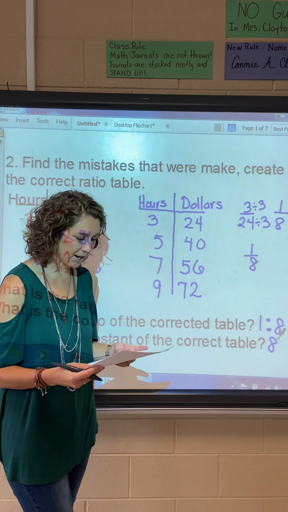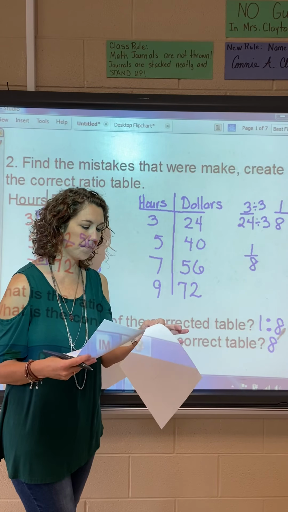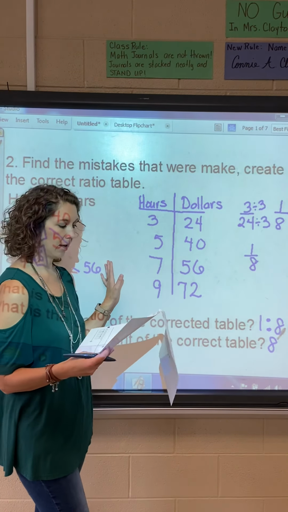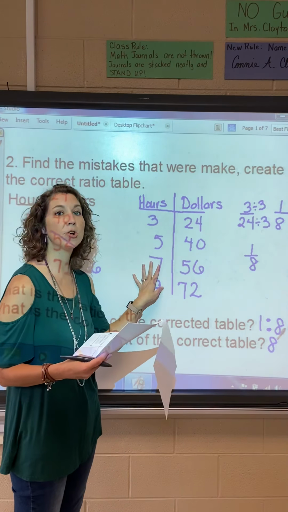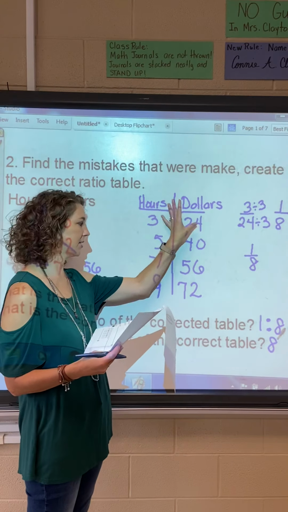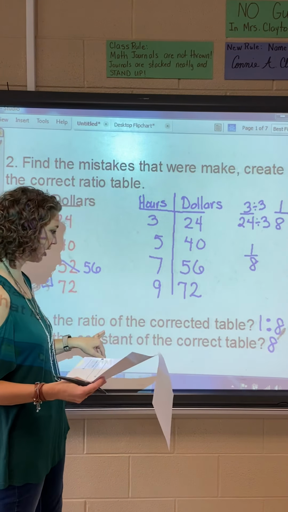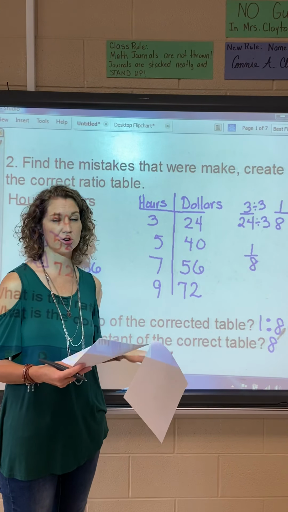Okay, now you're going to do number 3. There's no video for number 3. You can do number 3. It's just like number 2 here. You find the mistake in the chart. You correct it in your math journal. Write that corrected table in your math journal. And then you're going to write the ratio for the corrected chart and what is the constant for the corrected chart or table.